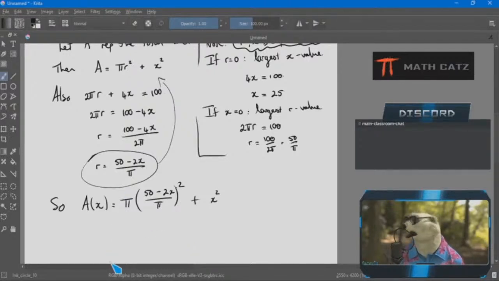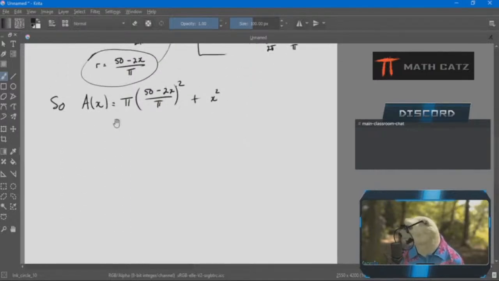Now, knowing that I have to move on to the derivative very soon, I want to clean this up at least a little bit. So I'm going to get pi squared at the bottom. It's going to cancel with one of those. I'll have my 50 minus 2x, everything squared, over pi, plus my x squared. And maybe that's good enough, right? The derivative doesn't need more. I don't have to multiply this out. I could, but I don't really see the benefit in doing that.